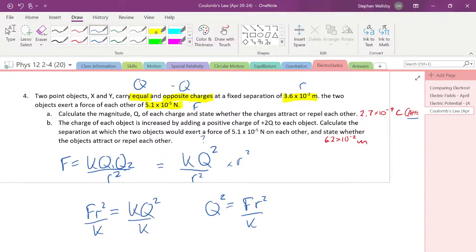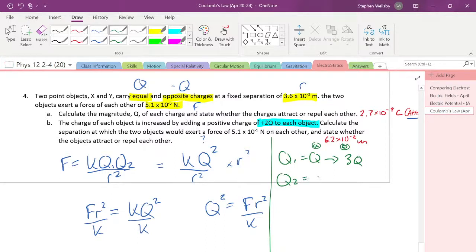So in this question, where you're going to add 2q to each object, you do need to pay attention to the charges. Think about it this way. Our first charge, so I'm going to use the green pen from now on, Q1, was initially just Q in the first question, but in the second part, I'm going to add 2Q to that, so now it's Q plus 2 more Q, which gives me 3Q. Now for Q2, in the first scenario it was negative Q, and if I add 2Q to that, it goes to positive Q.